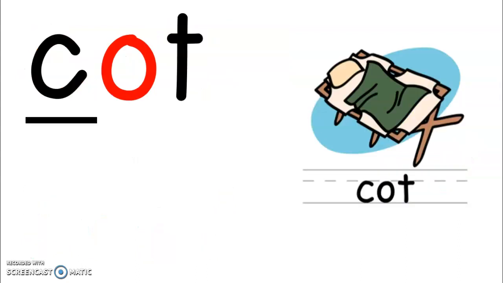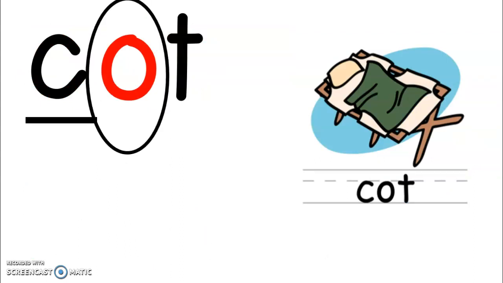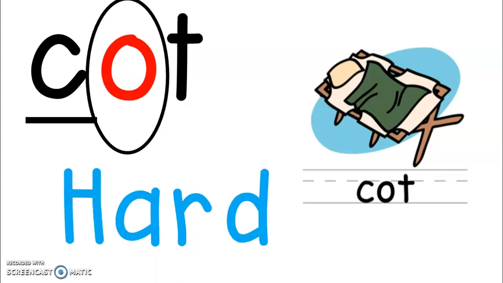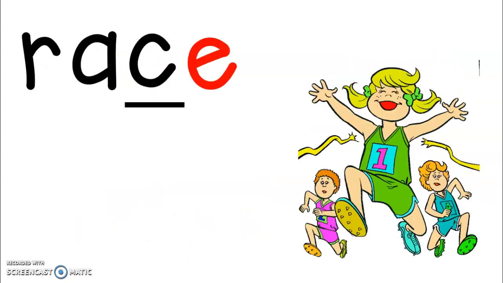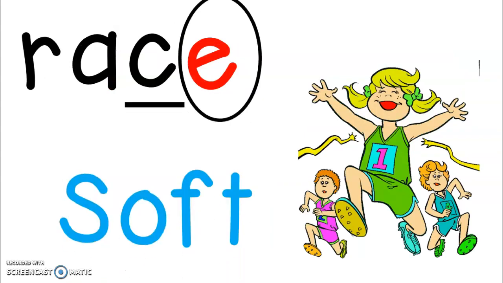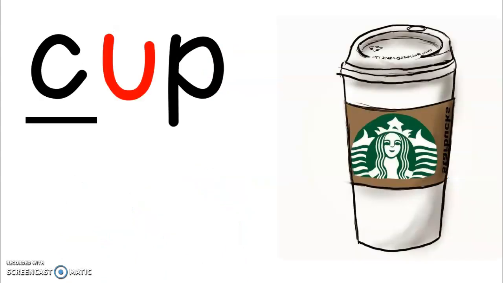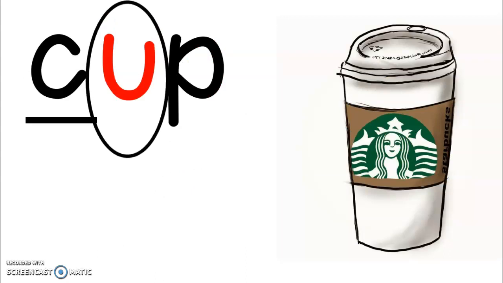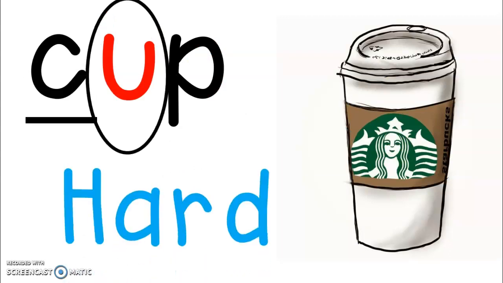The first one is caught. Is caught hard or soft? If you said hard, you are correct because the letter C is followed by the O. Caught. Race. Hard or soft? If you said soft, then you are correct because the letter C is followed by E and it makes the S sound. Cup. If you said hard, you are correct because the letter C is followed by U and the C makes the K sound.